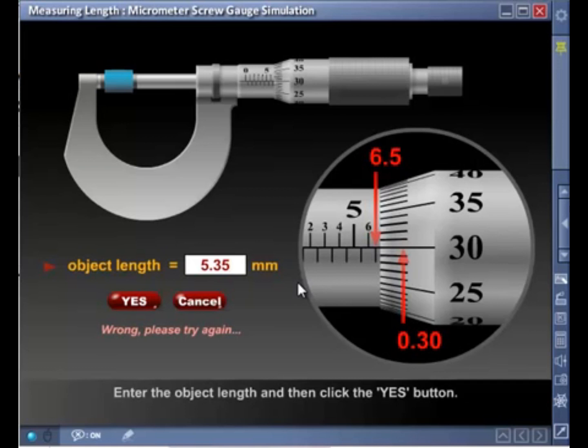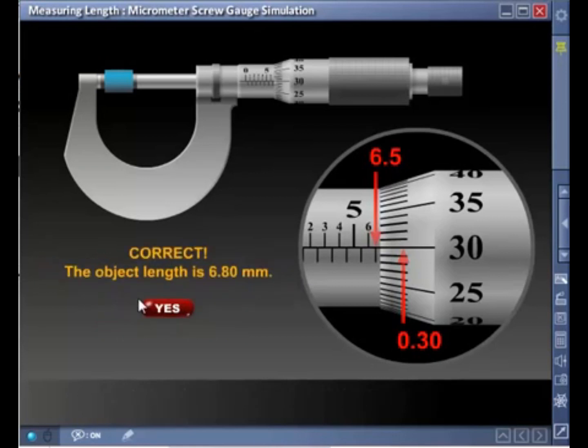To find the result of measurement on the thimble scale, look at the parallel line between the main scale and the thimble scale. We can see the parallel line is at number 30. The number 30 on the rotating thimble scale coincides with the main scale line. Hence, 0.30 mm is the second part of the measurement. You just have to add the first part and the second part of the measurement to obtain the micrometer reading. 6.5 plus 0.30, so the answer is 6.80 millimeter.